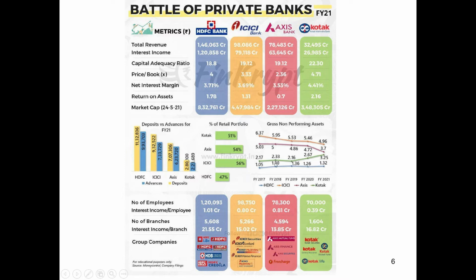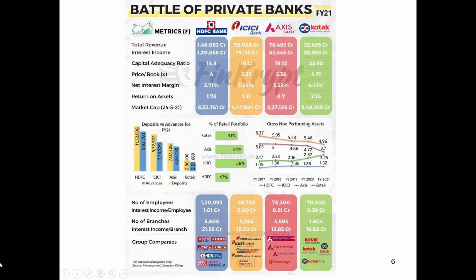Similarly, Kotak was doing well, but now again its non-performing assets are increasing. That is very bad. And Axis Bank is taking action to reduce its non-performing assets. So any bank which has fewer non-performing assets is definitely better. Yes, ICICI Bank is doing its level best to improve this, but still it is not sufficient.